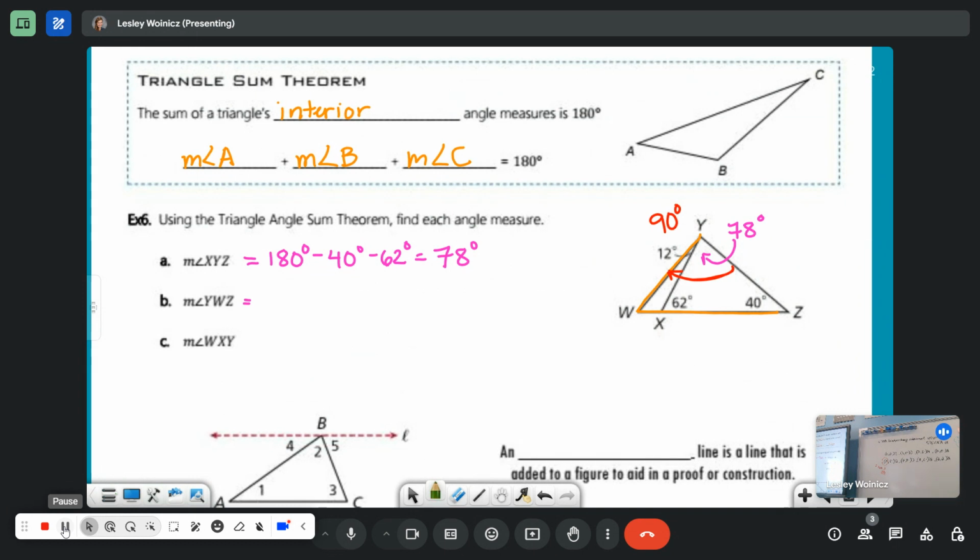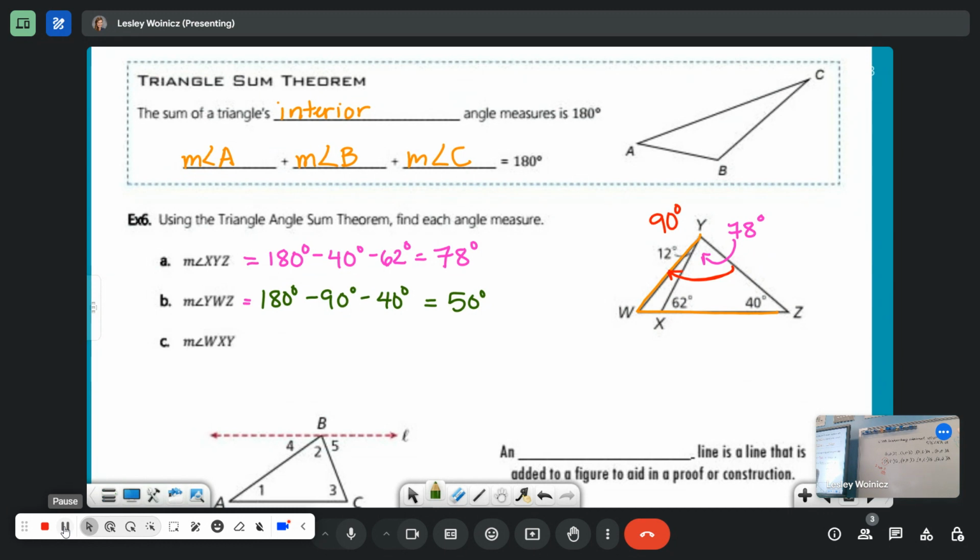But now I know I've got 40 and I've got 90 used already. So I'm getting 50. So we're doing 180 minus 90 minus 40, which is 50. Okay, last one.